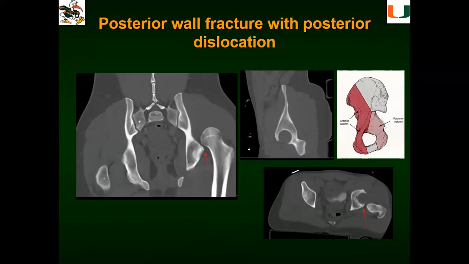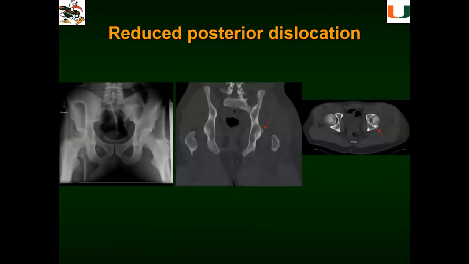And they did the CAT scan to see what the impediment to the closed reduction was. So in this case, you can see that femoral head being posteriorly displaced, and you can see the non-displaced posterior wall fracture. So they then placed the patient under anesthesia and did a closed reduction, and we repeated the CAT scan, and you can see that femoral head now being appropriately located within the acetabulum.